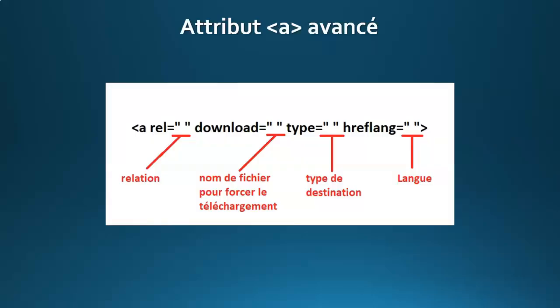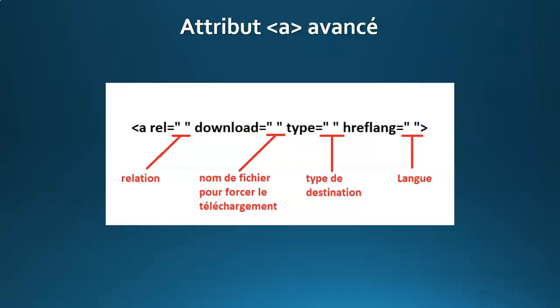The advanced attributes. In fact, you can have several additional options. Here we see that in our A tag, so our link, we have the rel attribute, which takes the relationship as its value. We will see later in an example that it takes different values. Then we have the download attribute. Here it will take the file name as its value to be able to force the download. We will also do this in a concrete example.